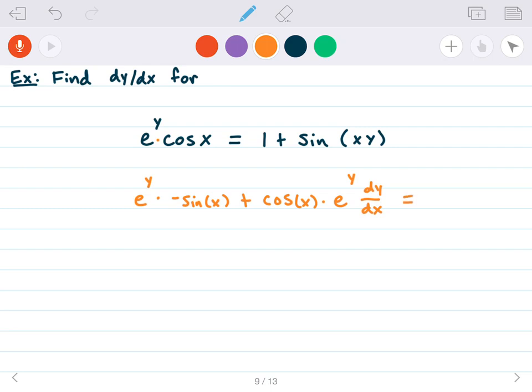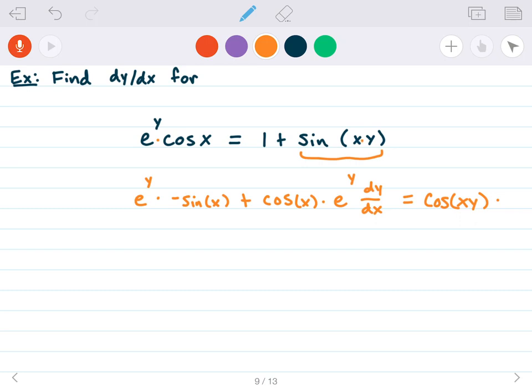Now I want to take the derivative of the right side. So the derivative of 1 is just 0, right? The derivative of sine of xy, I need to use the chain rule here because my outer function is sine, my inner function is xy. So I want to take the derivative of the outside. The derivative of sine is cosine. Then I want to multiply by the derivative of the inside.